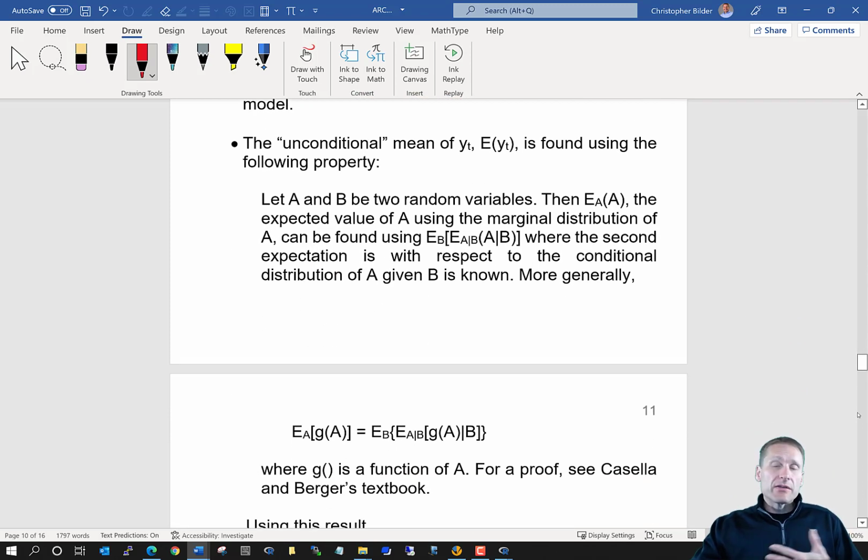So conditional means and conditional variances are nice, but what happens if we look at the unconditional mean of y sub t, meaning just the expected value of y sub t itself? To figure that out, we can go back to something that typically is taught in a mathematical statistics course. Not always, depending upon if you had a 1 semester or 2 semester sequence for mathematical statistics. But we can use the following.